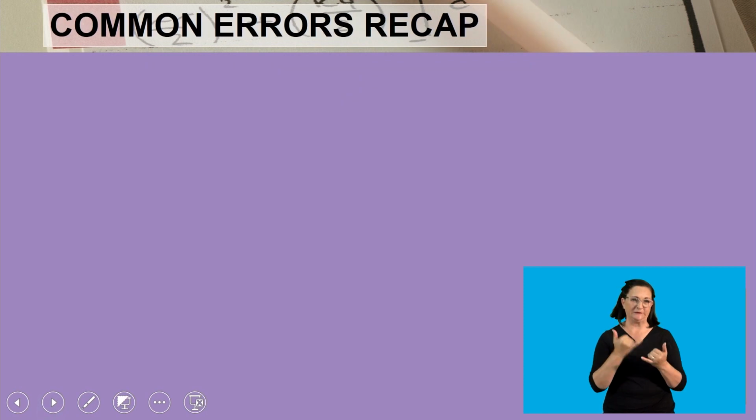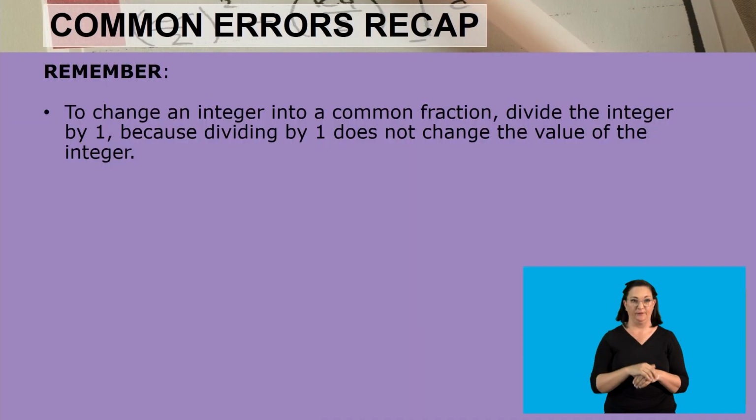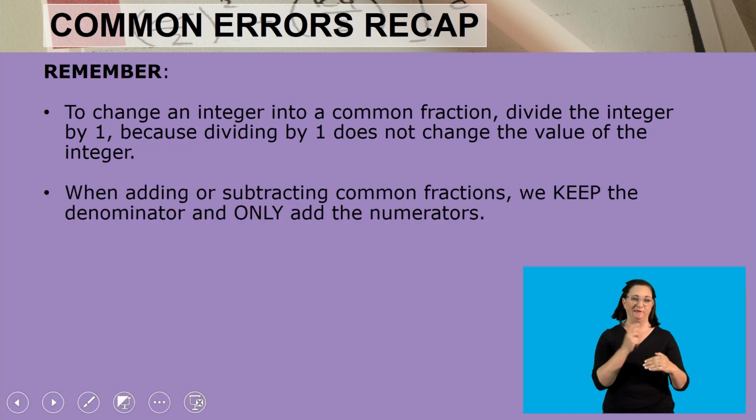Let's look at the common errors or things that you should remember when you are working with common fractions when it comes to addition and subtraction. To change an integer into a common fraction, divide the integer by 1. Why? Because dividing by 1 does not change the value of the integer. And remember, we change it to a fraction so that it's easier for us to work with those fractions.